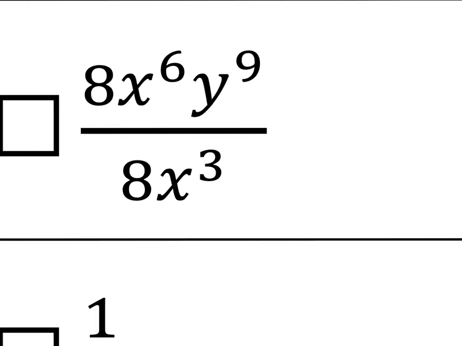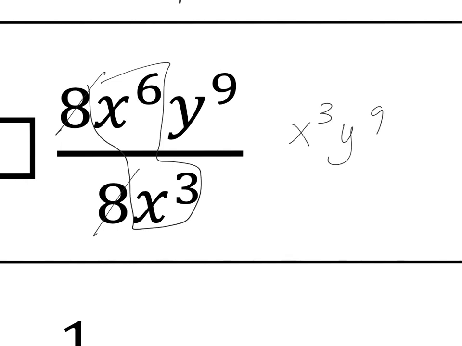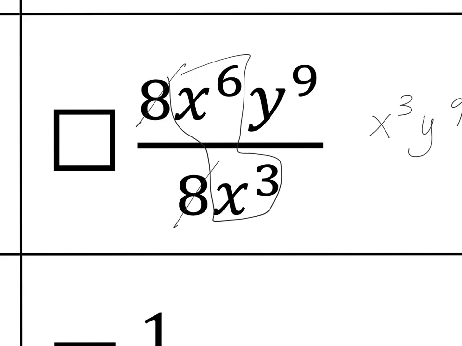Let's check this one. Right away I see that these 8's are going to cancel out, so I'd like to cancel these 8's out. If we divide 8 by 8, we get 1, so my coefficient here is a 1. Next, with the x's, we can take those two numbers and we can subtract, because I'm really dividing the bases, which gives me x to the third and y to the ninth. So that follows the pattern, so that means I'm going to check this box.